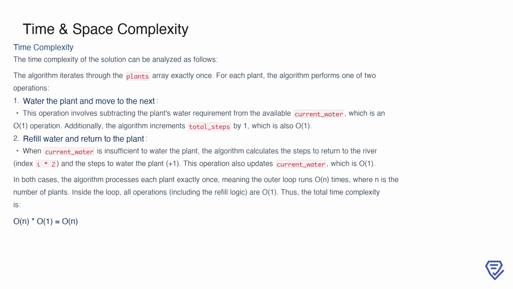The second operation occurs when the current water supply is insufficient. In this case, the algorithm calculates the steps required to return to the river, refill, and come back to the plant. This calculation, along with updating the water supply, is still an O(1) operation. Since each plant is processed exactly once, the outer loop runs O(n) times, where n is the number of plants. As all operations inside the loop are O(1), the total time complexity of the algorithm is O(n), which is the product of the O(n) loop and the O(1) operations within it.